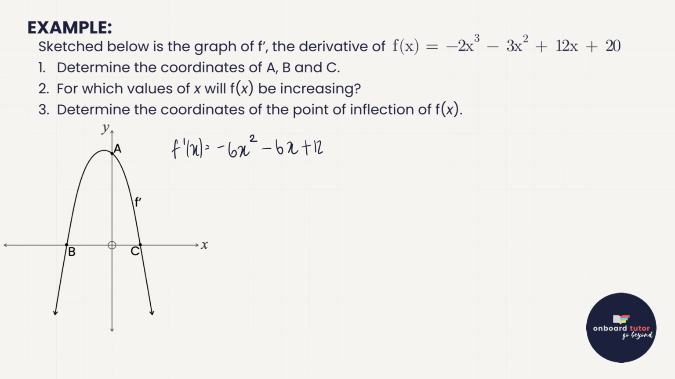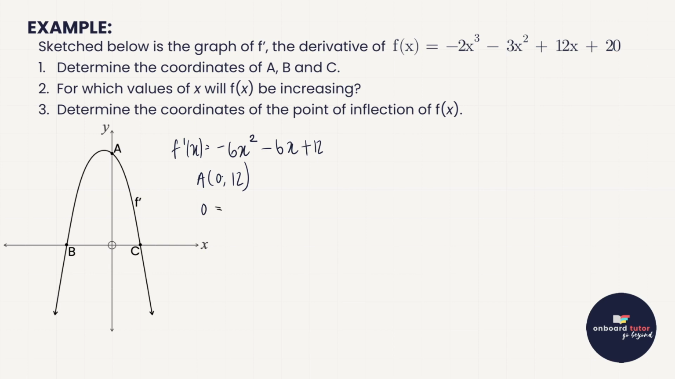I want the coordinates of A, that's where x equals 0. A is going to have an x coordinate of 0 and a y coordinate of 12. Okay, nice and easy to read there. To get B and C, I'm going to have to do some solving.